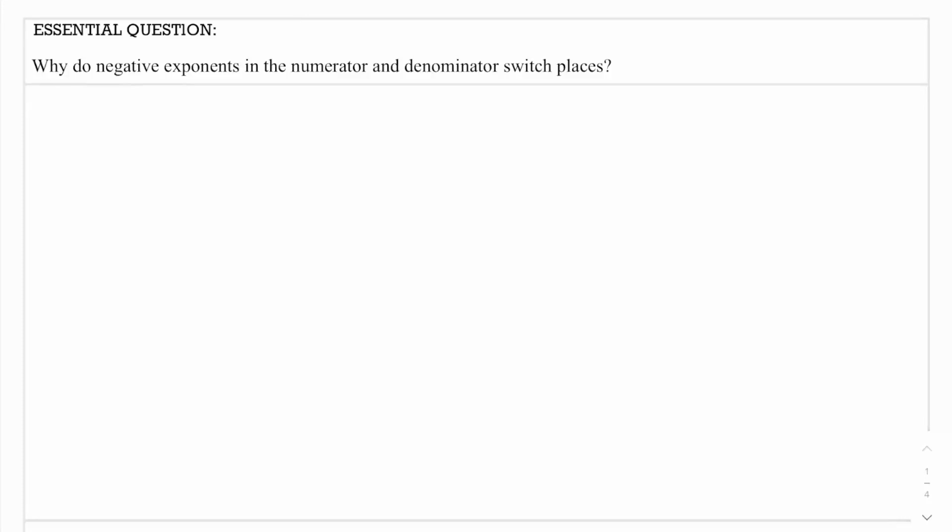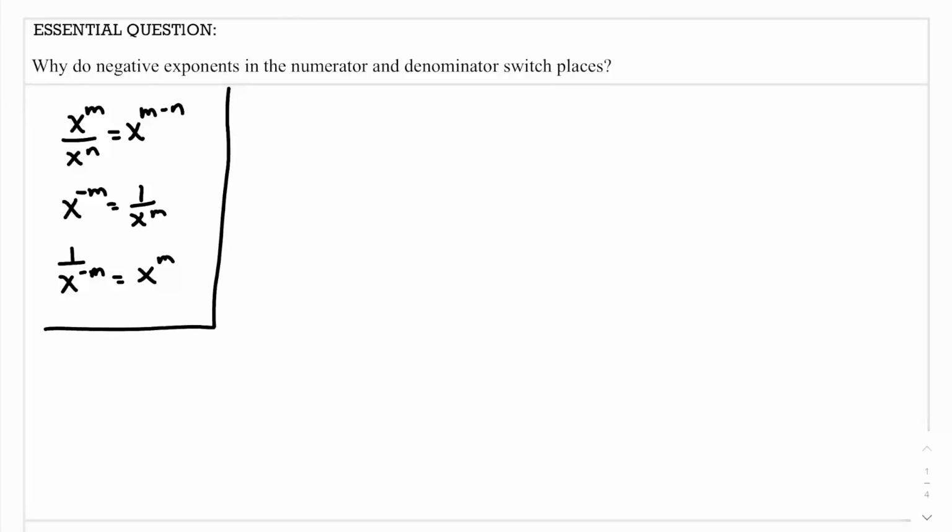So the relevant ones that we're looking at, first of all, we've got x to the m divided by x to the n equals x to the m minus n. So there's our basic quotient rule that when we're dividing the same base, we subtract the exponents. And then we've also got x to the negative m equals 1 over x to the m, and 1 over x to the negative m equals x to the m. So those are the relevant exponential rules that we're looking at.